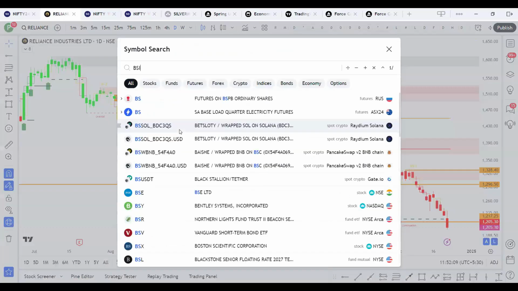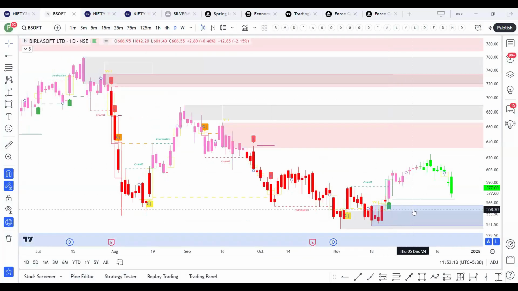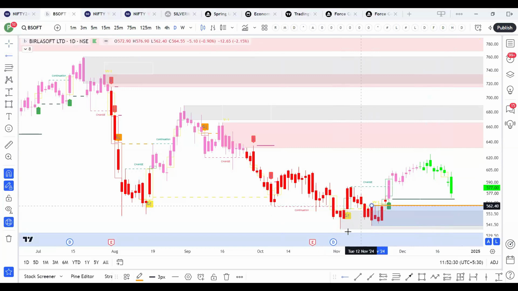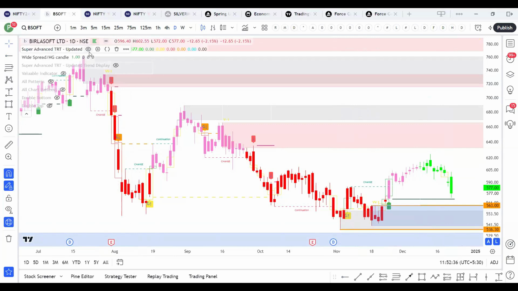So BSOFT. First we'll check the chart of BSOFT. BSOFT has turned green here within the last 11 days. Now, what is happening to BSOFT? It is coming down into the buying area. This is our buying area. So yes, you can keep this in your watch list. It's not a problem.